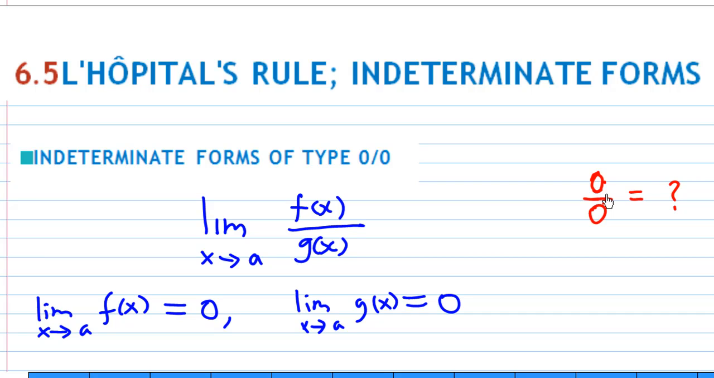And what is 0 over 0? If you try to press a calculator, say 0 divided by 0, you are going to get an error. And you also cannot do cancellation. You cannot say, oh, 0 cancels with 0 and then the answer is 1. This is not true.